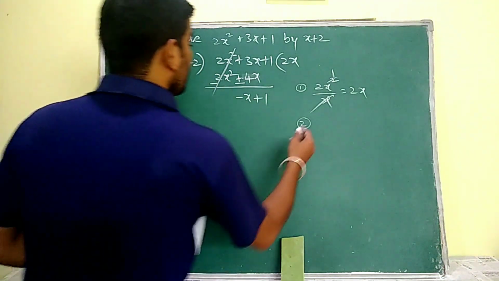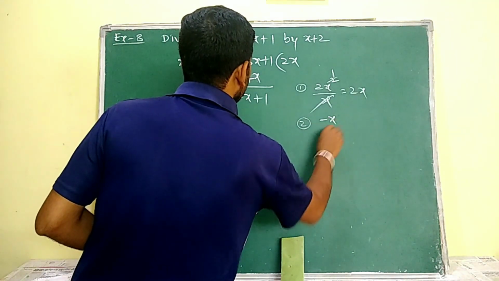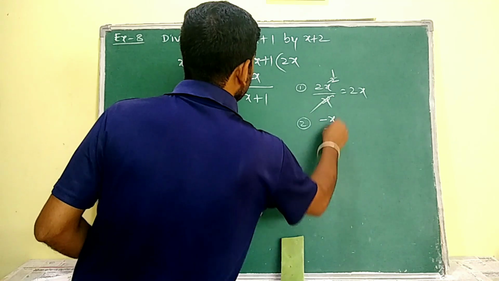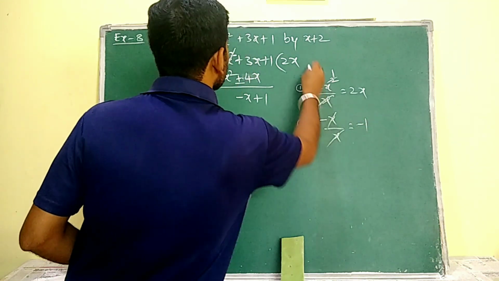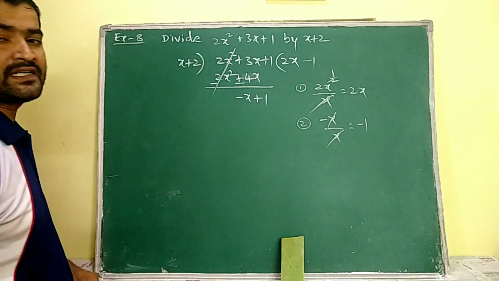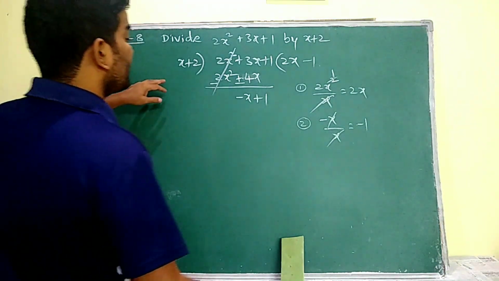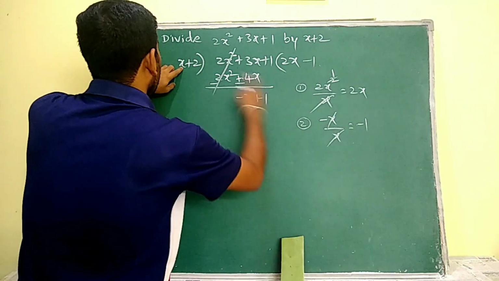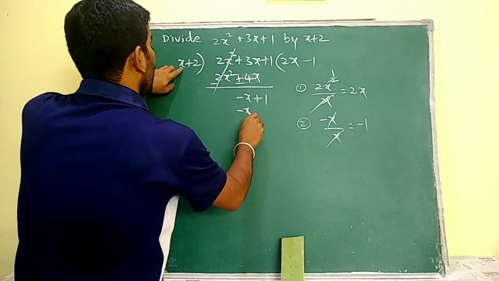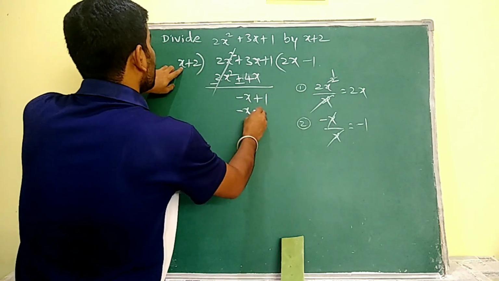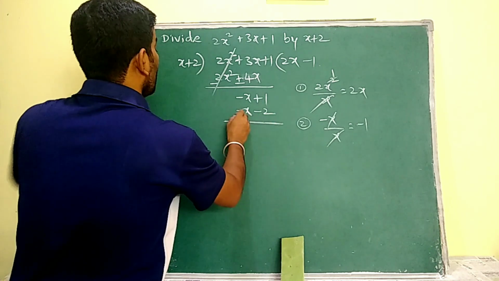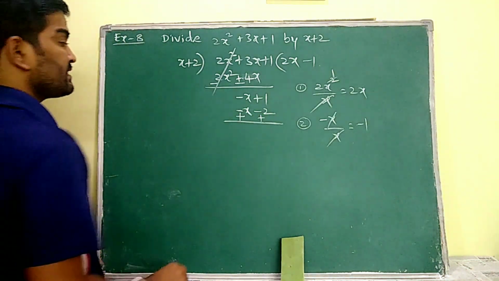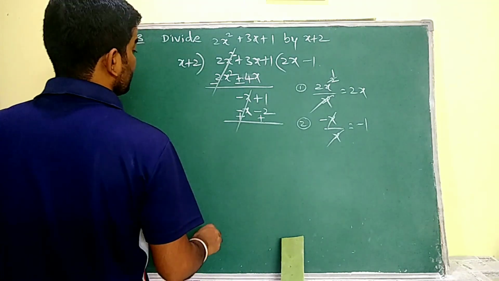Here the first term is minus x and here the first term is x. x and x are going to be cancelled, then minus 1 is left. So that minus 1 is the second term of the quotient. Now I have to multiply this minus 1 to this divisor. So minus 1 into x, minus x. Minus 1 into plus 2, minus 2. So see, while subtracting we have to change the signs. So these two x's are going to be cancelled.